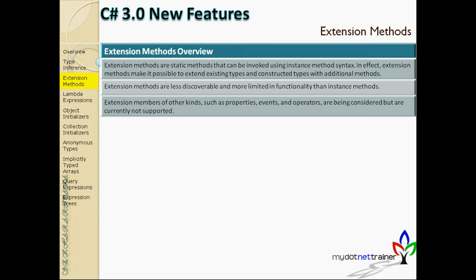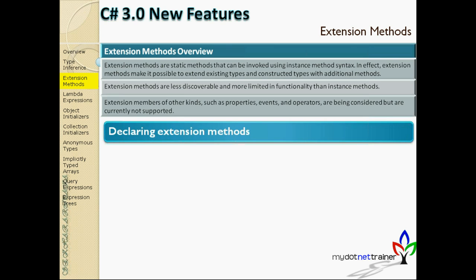And how do you do that? By declaring, we'll see. Extension methods are static methods that can be invoked using instance method syntax. If you see how you access an instance method, it's through the instance of that type, dot method. As simple as that, right? When you see static members, we always access them using the name of the class rather than the instance name. So although extension methods are static, you can invoke them just like an instance method. That's the speciality of extension methods.